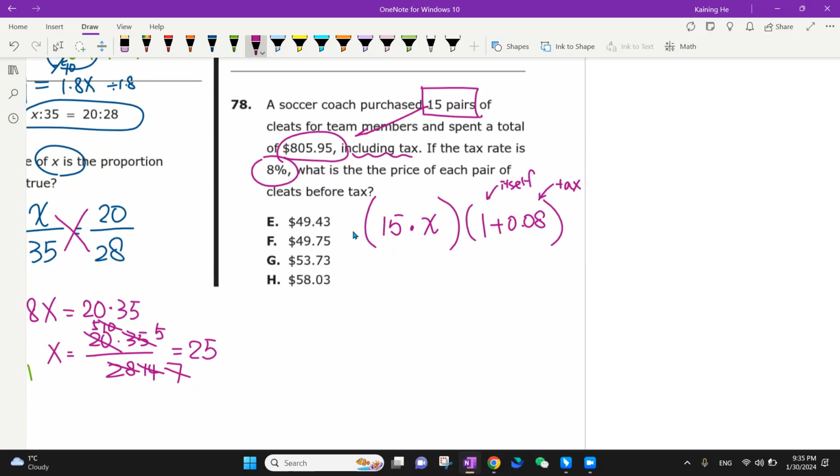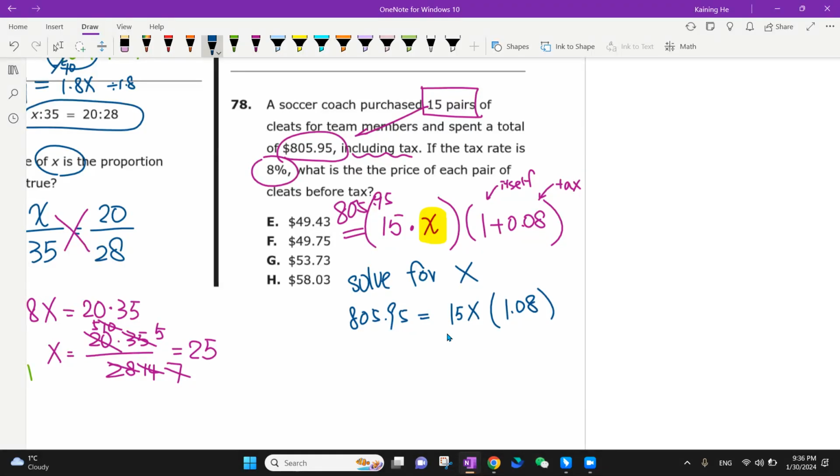And then it says the whole entire thing is going to be equal to 805.95. And then the question asks for the price for each pair, and just now we already set it equal to x. So right now is the moment for us to solve this question to find out what x is. Again, we're solving for it, which means we're trying to isolate it. Let's take a look. That means in here I have 805.95 equals 15x times 1.08.